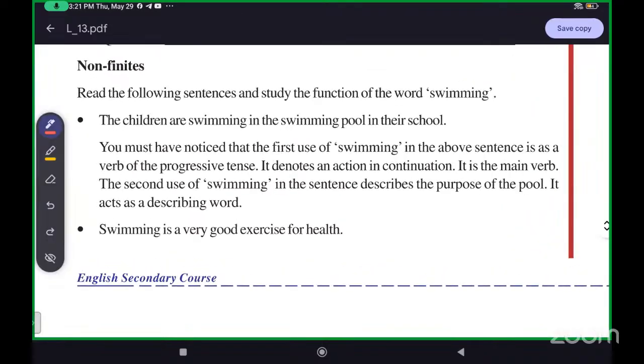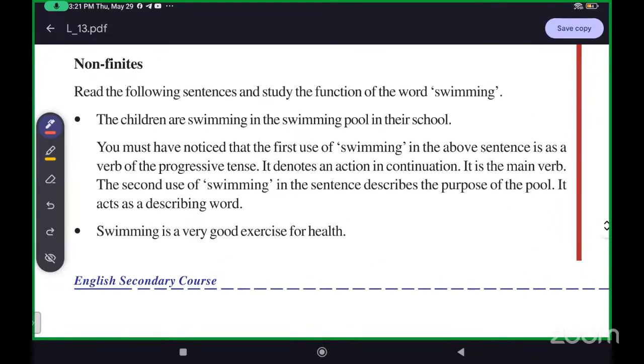Then we have non-finites. Now, read the following sentence. We study the function of the word swim. The children are swimming in the swimming pool in their school. You must have noticed that the first use of swimming is a verb of the progressive tense. It denotes an action that's going on, a continuous action. Children are swimming means they are swimming. It denotes an action. It is a main verb.